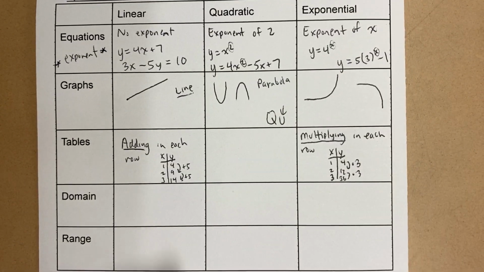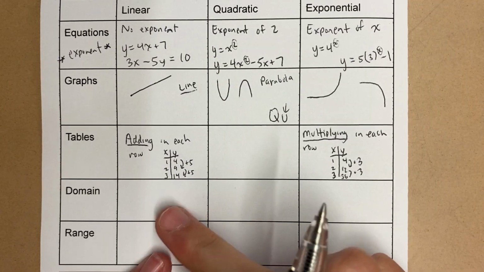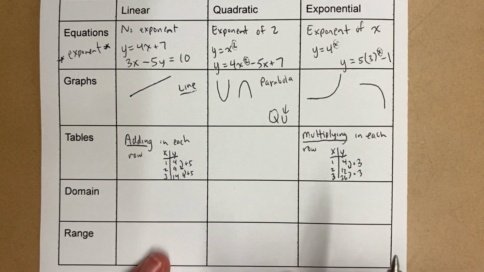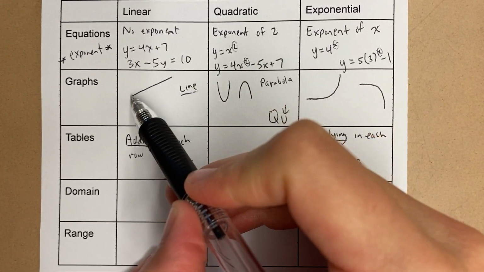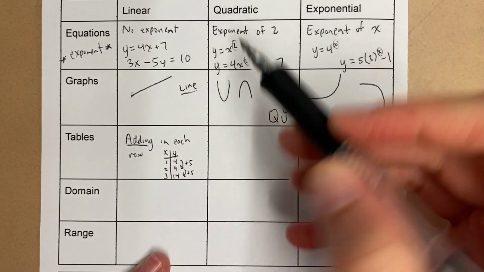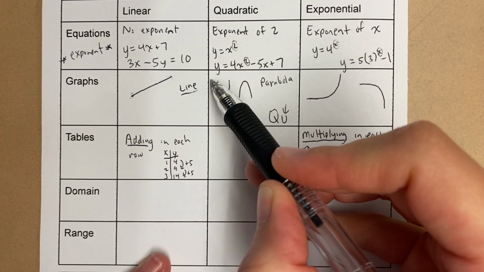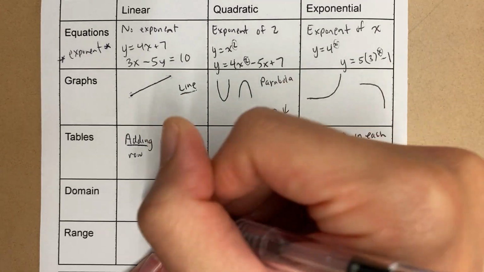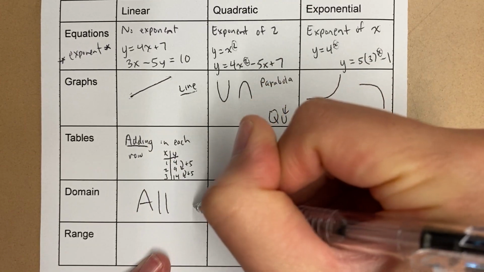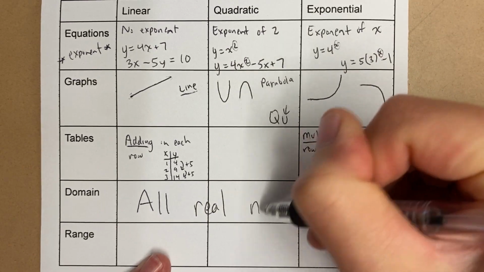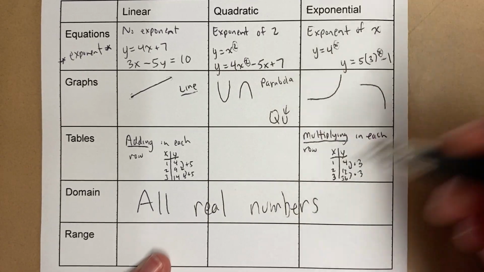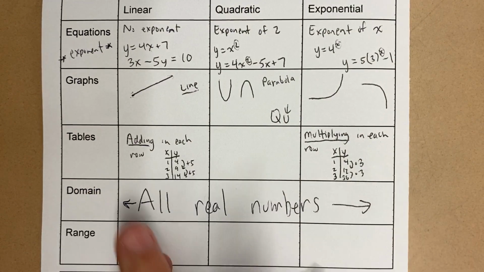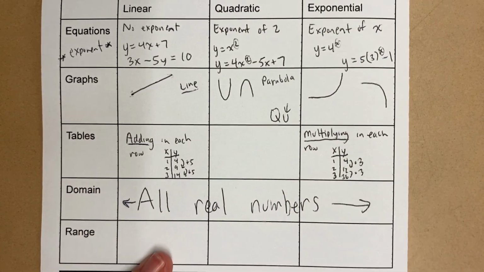Now, domain and range can be tricky. I will tell you for all of the functions that we have studied, now look, this is not always true, but all the functions we've studied so far, look, this line goes forever to the left, forever to the right. This parabola goes up and left forever, up and right forever. Look, this goes forever to the left, this goes up and right forever. So for all of our functions that we've studied so far, our domain is all real numbers, okay? The domain, the x values can be anything. They're going all the way to the left and all the way to the right forever and ever and ever.